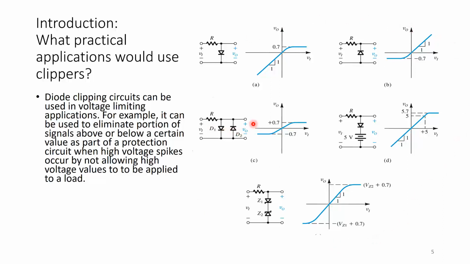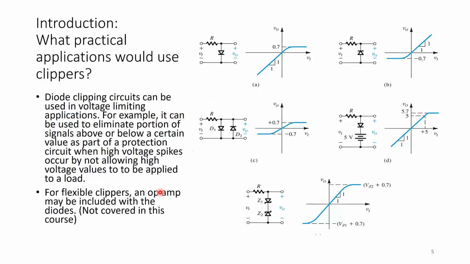For example, for circuit part C, I can have an input signal, and I can protect the load at the output here. Whatever voltage is applied here will not be more than 0.7 and will not be less than negative 0.7. Perhaps that's the specification of the load that you want to use, that it should be just between negative 0.7 and plus 0.7. So this would be the circuit to protect the load. If the input voltage tries to apply more than 0.7, it would be flattened out, remaining at 0.7 or negative 0.7.